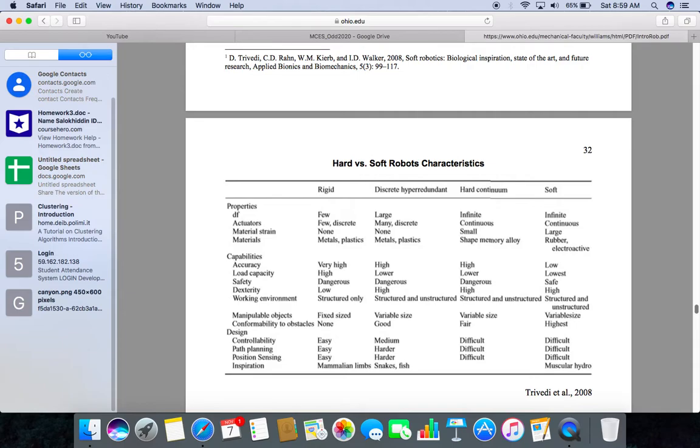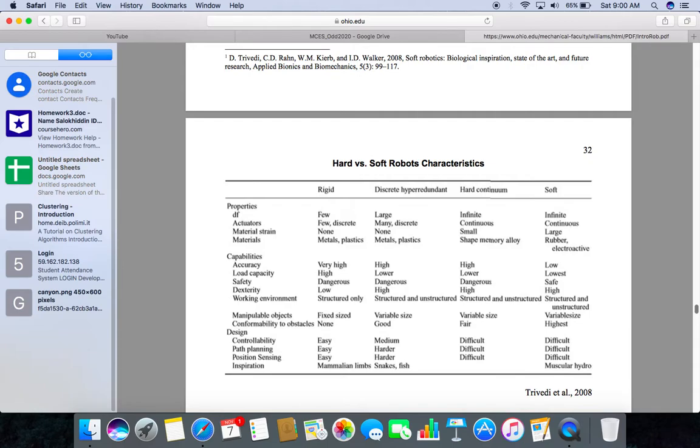Like actuators, for rigid robots, it is few and discrete. For discrete hyper-redundant, it is many and discrete. For hard continuum, it is continuous, and for soft, it is continuous. Material strain, none, none, and for hard continuum, it is small, and for soft, it is large. Material for rigid robots is metals or plastic. For discrete hyper-redundant, it is metal and plastic. For hard continuum, it is shape memory alloy, and soft, it is rubber or elastomer.